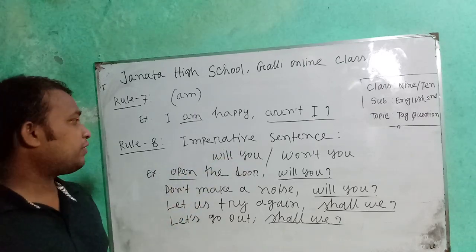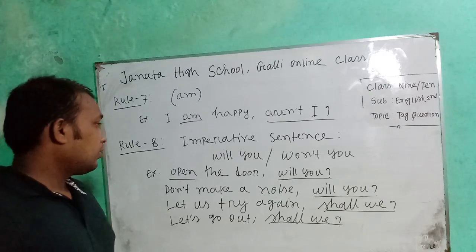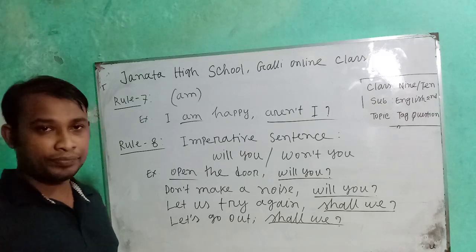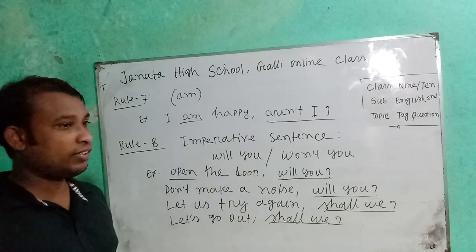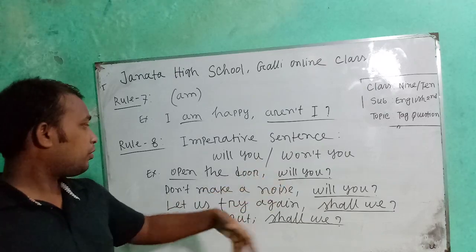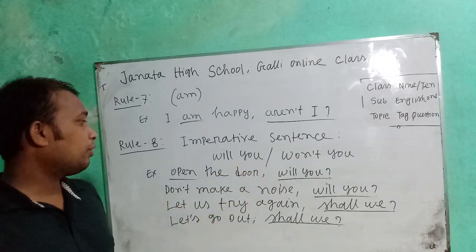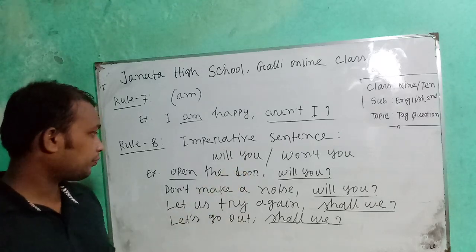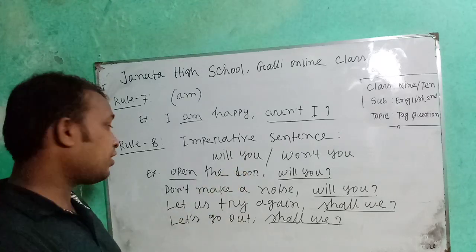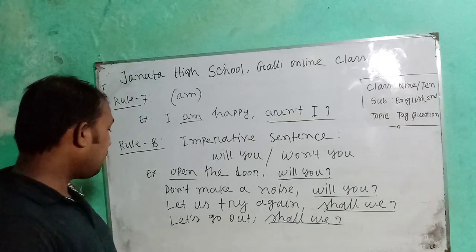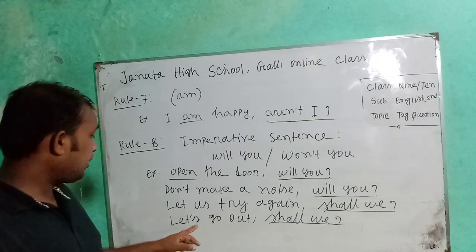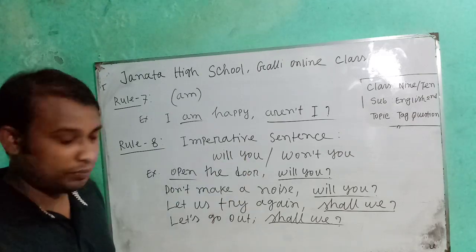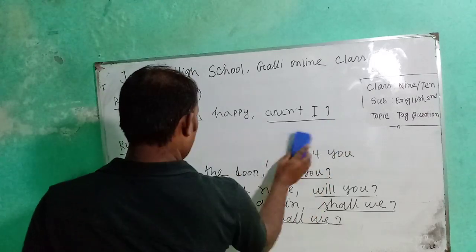If we find an imperative sentence, in order to make the tag question, we have to use will you or won't you. If the sentence is affirmative, you have to use both will you or won't you. But if the sentence is negative, you have to use will you. And if the sentence starts with let us, shall we, but if the sentence has another object, except us, we have to use will you.